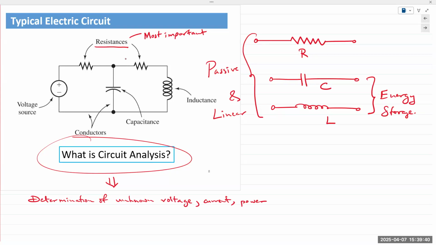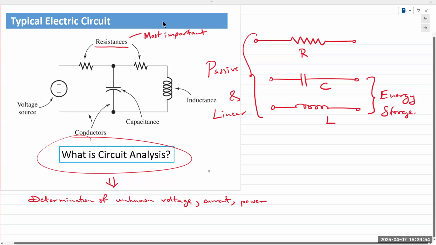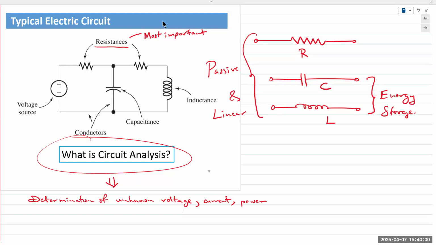Sorry, what? Resistance? The question being asked is, are resistors unknown, like part of circuit analysis? Do we need to determine the resistances? Sometimes yes. But as we go along in the course, we are trying to learn circuit analysis techniques.